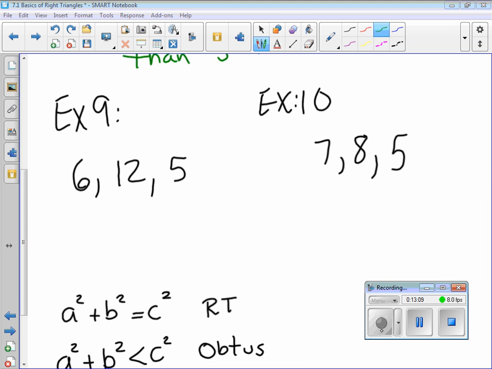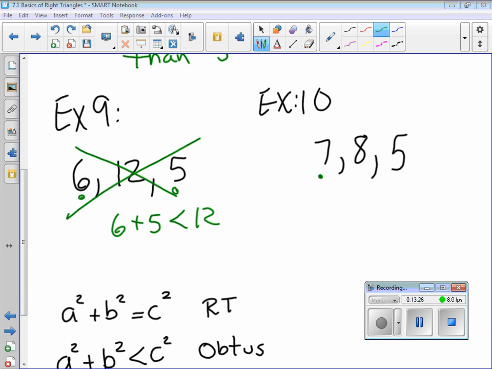All right, so example 9, is this right, acute, or obtuse? I'm going to start with adding the two smaller sides and making sure that they're bigger. Well, 6 plus 5 is definitely smaller than 12. So this is not even a triangle. I'm not going to waste my time. All right, let's go over and do number 10.